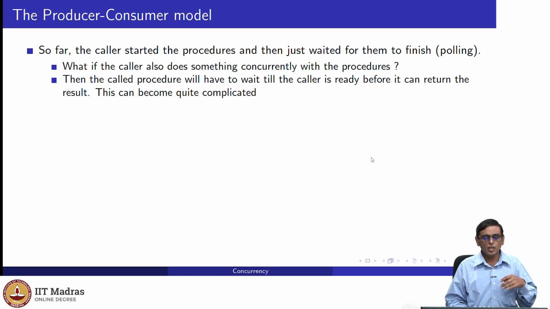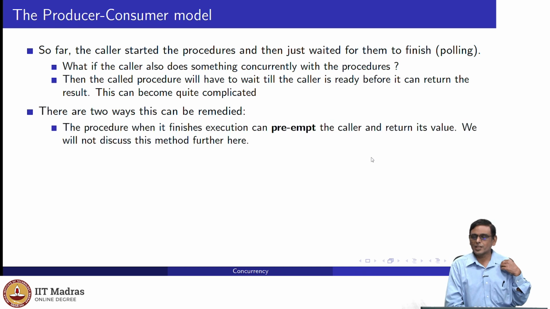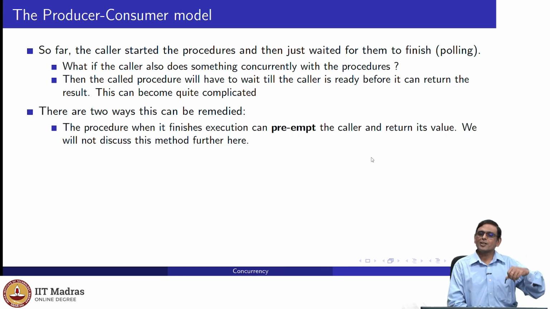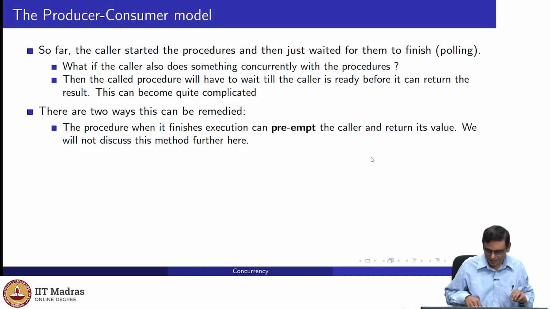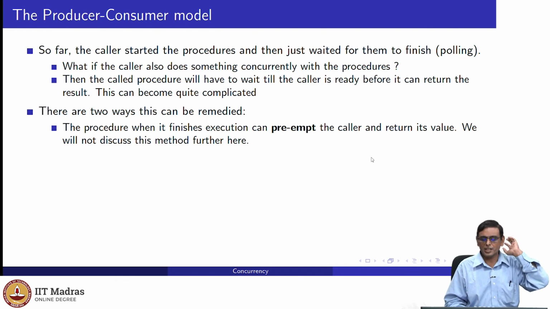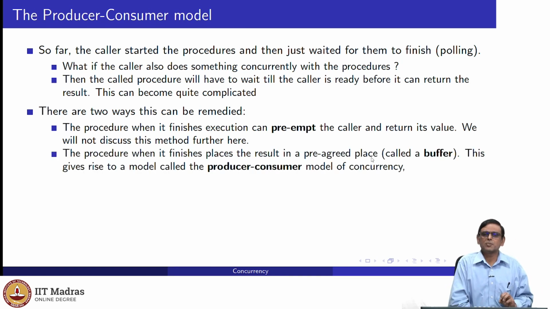There are two ways to deal with it. One is that the procedure can preempt the caller. It says, I don't care, you are the one who started me, so I have finished my work, whether you are doing something else is not my business. I will stop you and I will give you the result. If you are in a classroom teaching, I will interrupt you in the class and give you the result. This is called preemption, and in order to implement preemption, we need a number of things like interrupts and so on. We are not going to discuss this method further here. We are going to discuss another method, which is much easier, called the producer consumer model.